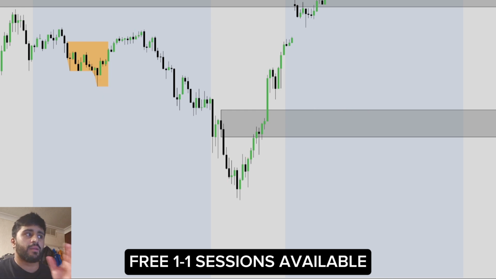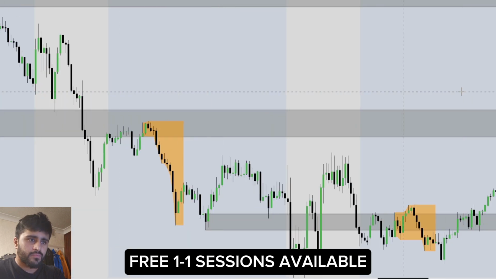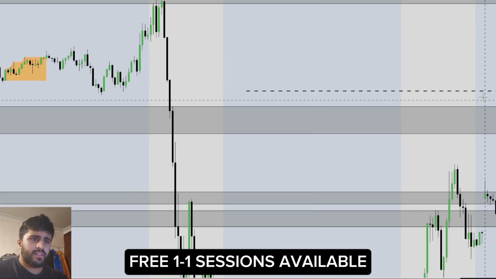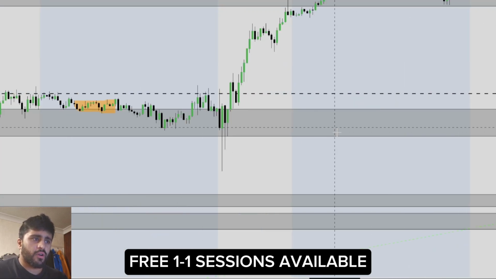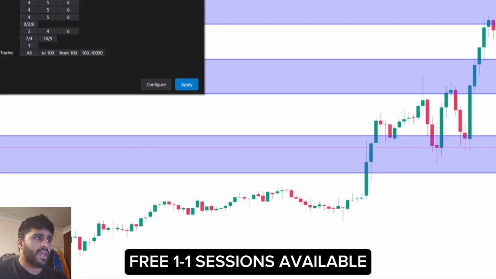There are lots of fair value gaps everywhere. What validates a fair value gap is your ability to read the order flow in and around the zones, and that's what we're going to be going through. So just picking this as an example, because this is a critical level throughout the whole of November and December. So let's go to the ATAS platform.